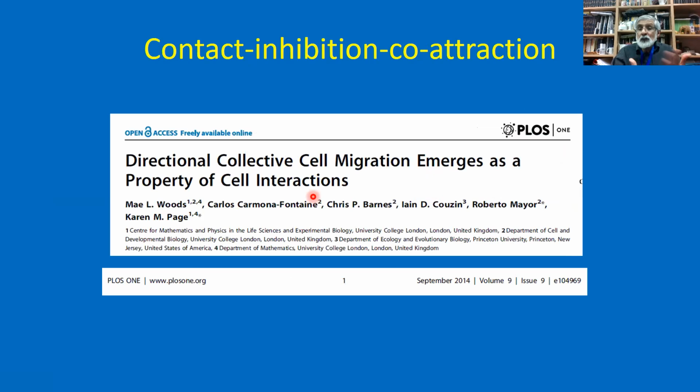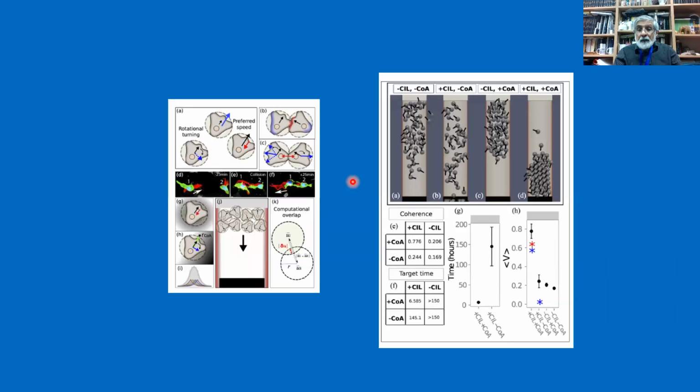So this gave a new insight that it could be that the cells are moving perfectly fine, but the problem is in cell division. And then here's another example. This is from Roberto Mayor's group. This is in Xenopus, the frog. And here they have this idea of co-attraction and co-repulsion, which is called here CIL, for contact inhibition of locomotion.